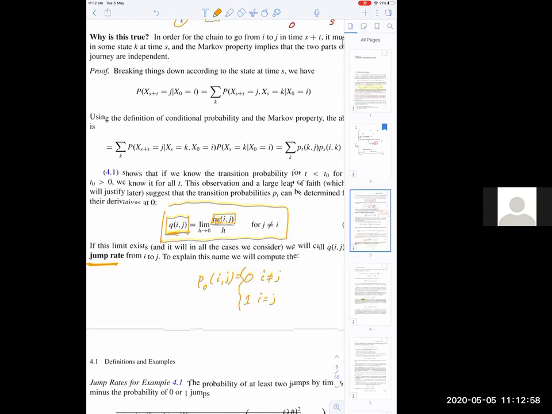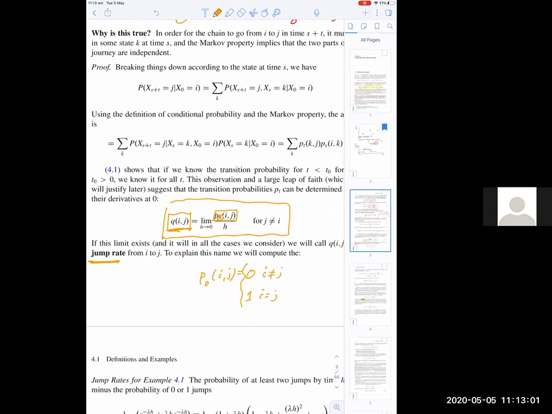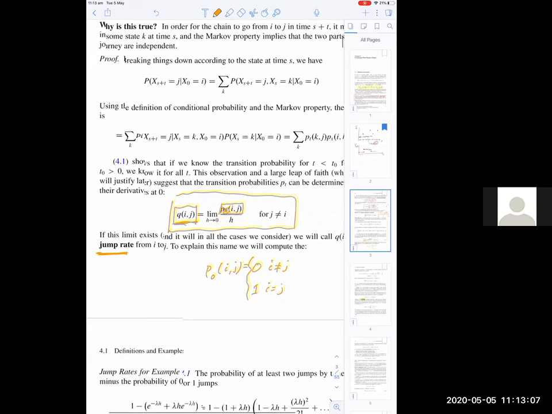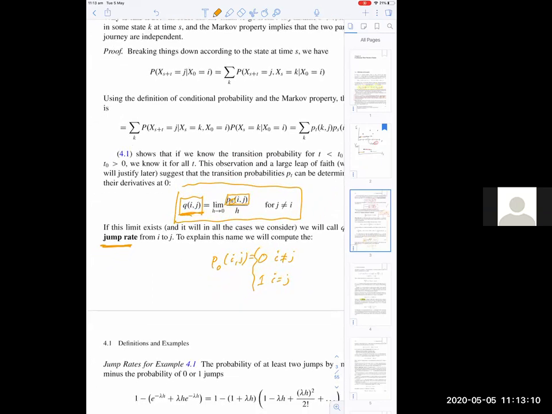So it is the derivative of p_ij as h goes to 0, and q_ij is called the rate.